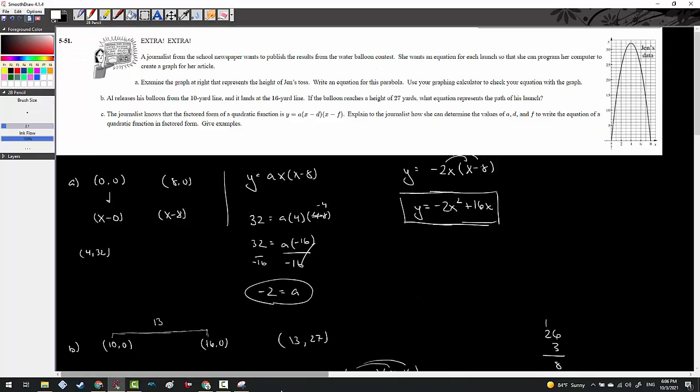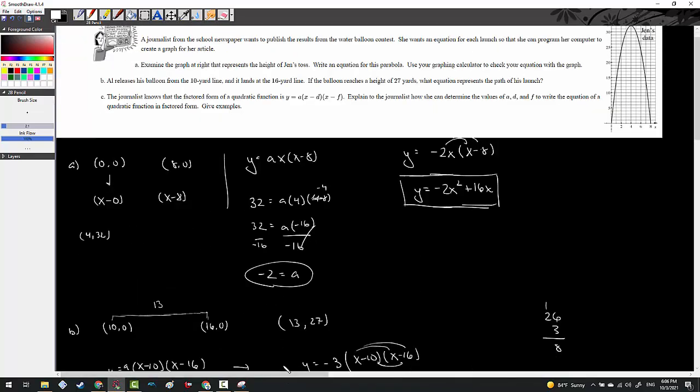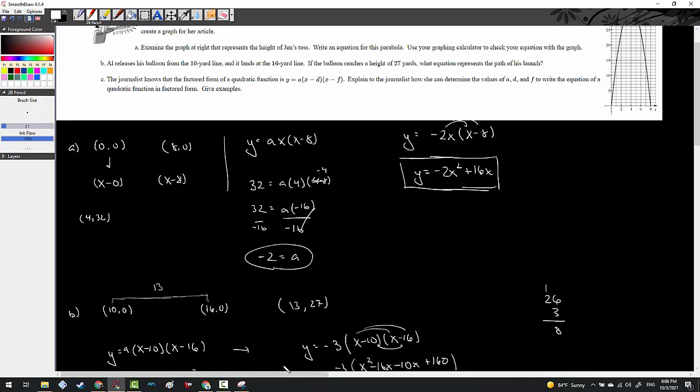So I'm sorry I'm kind of speeding through a little bit, but I'm pretty sure you're seeing how this thing works here. The journalist knows that the factored form of a quadratic equation or quadratic function is y equals a parentheses x minus d times x minus f. Explain to the journalist how she can determine the values of a, d, and f to write the equation of a quadratic function in factored form. Give examples. Okay.